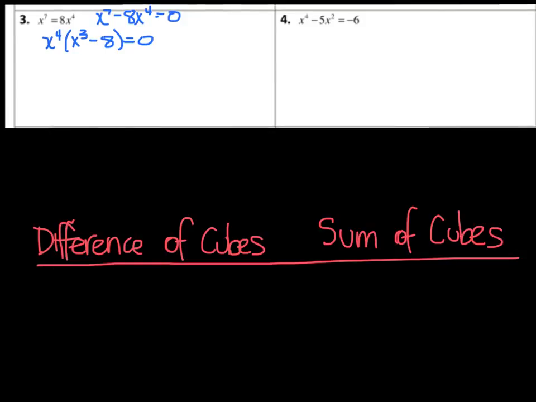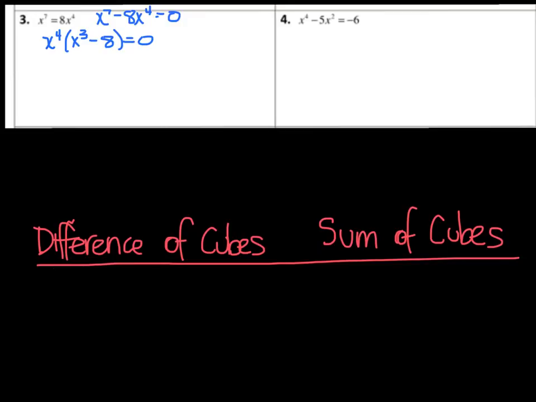Now, this brings up a point, so I need you to turn over to the back of this paper where you have a blank side. And on the bottom, or on the top of it, I want you to write difference of cubes and sum of cubes. We're going to learn how to factor what's called the sum of cubes and the difference of cubes.